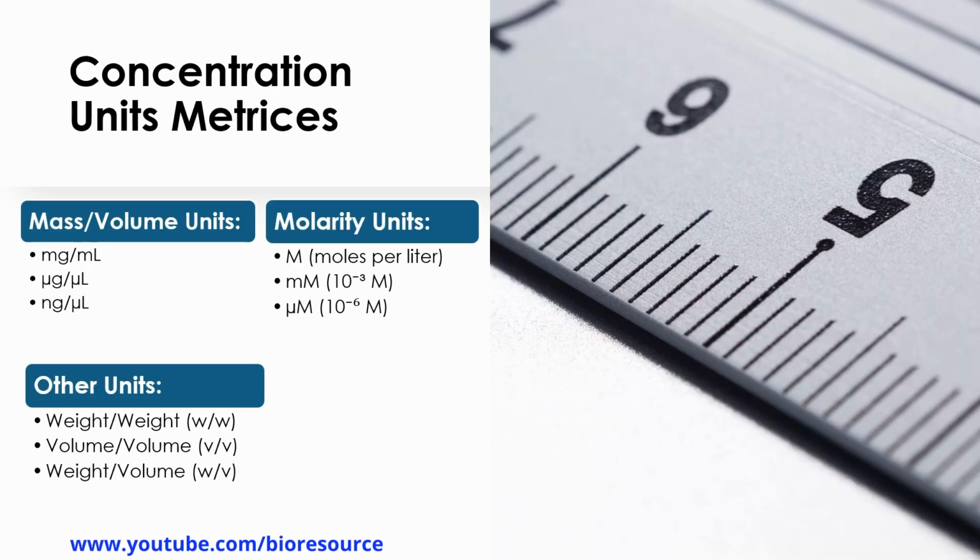In molecular biology, we typically work with mass per volume units like mg per ml, microgram per microliter, or nanogram per microliter. We also use molarity: molar, millimolar, micromolar for precise chemical reagent prep. Understanding how to move between these units gives you complete control over your experimental design.